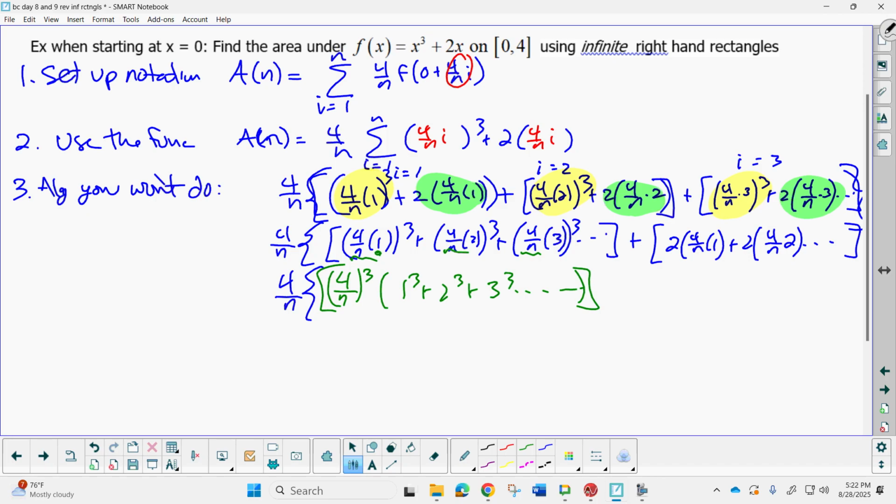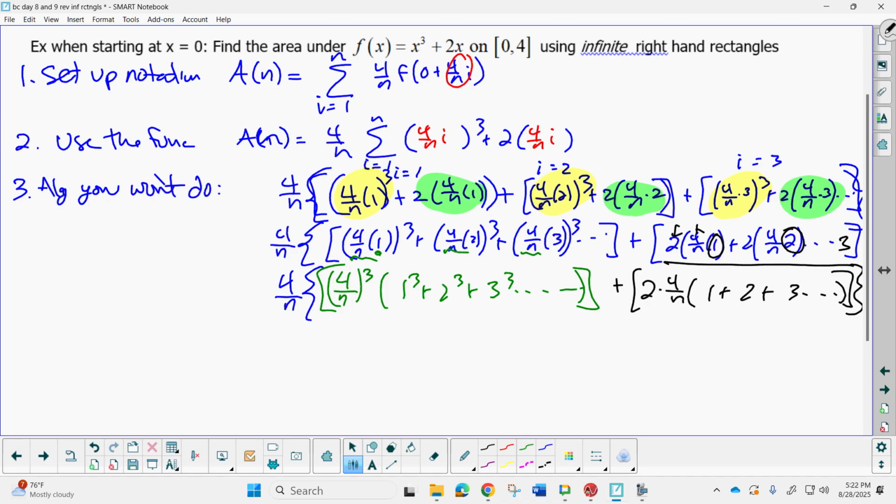Likewise in this bad boy, they all have a common factor of the 2 and the 4 over n, so I could take out a 2 and a 4 over n, and inside is a 1 plus 2 plus 3, and so on. Stick with me. Again, you're going to be dropping all this out, so don't sweat it.